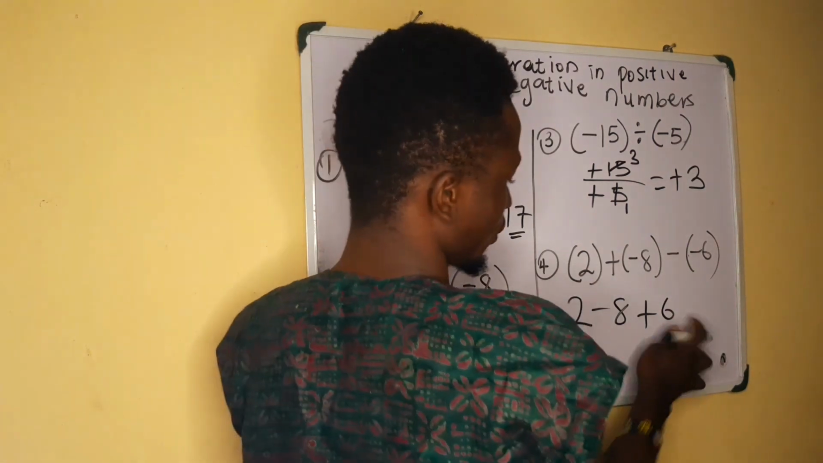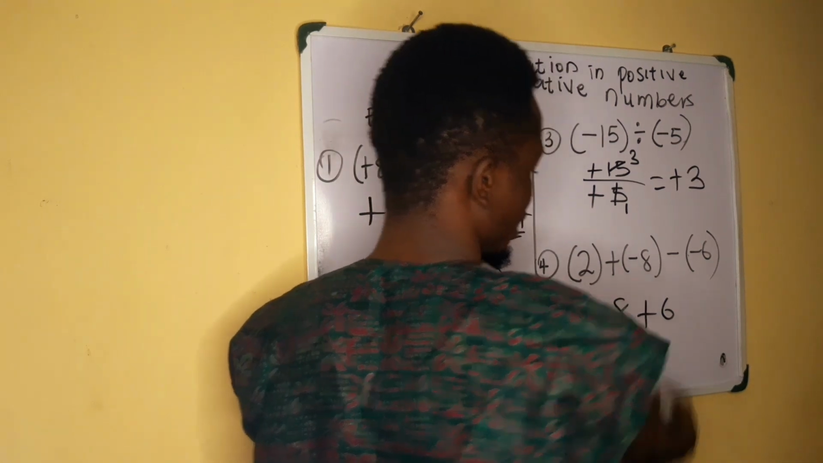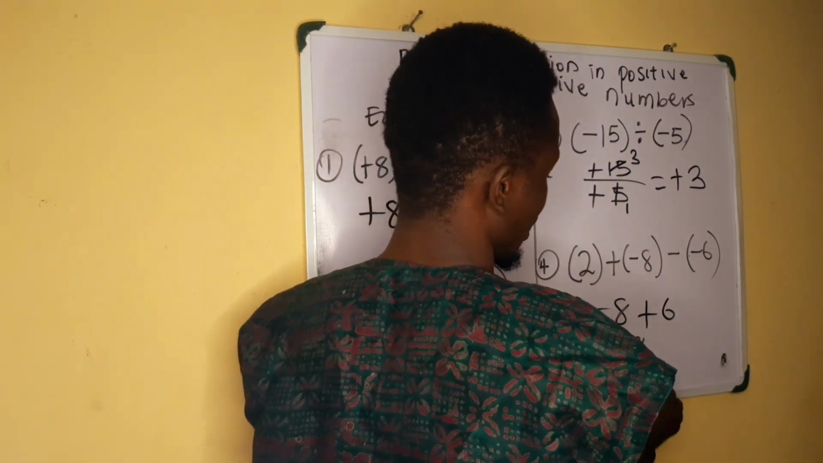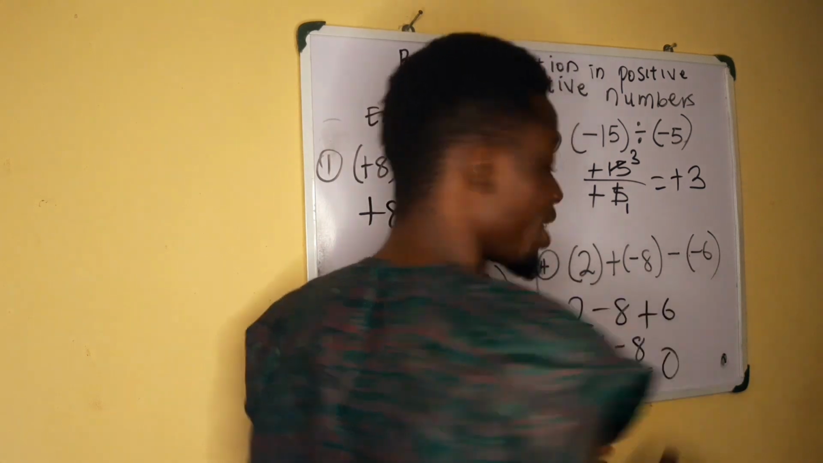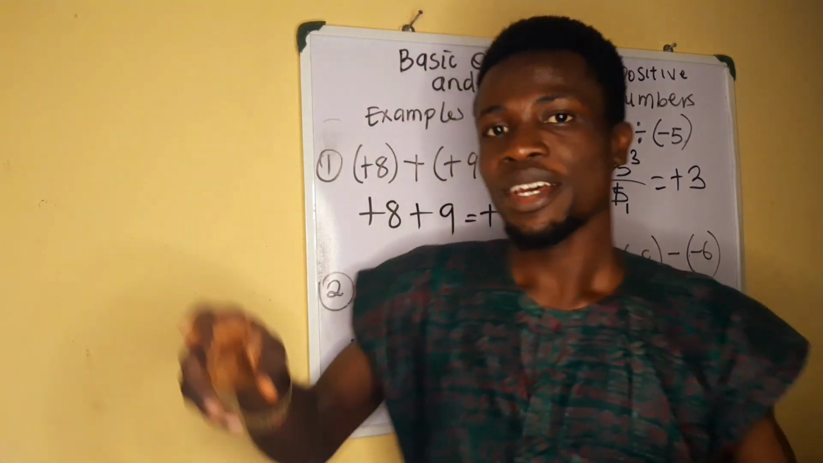So I can solve this first. I can rearrange this to mean 2 plus 6 minus 8. And of course, 2 plus 6 will give us 8. So it's 8 minus 8, which is going to give us 0. So that is how you can solve for basic operation in positive and negative number.